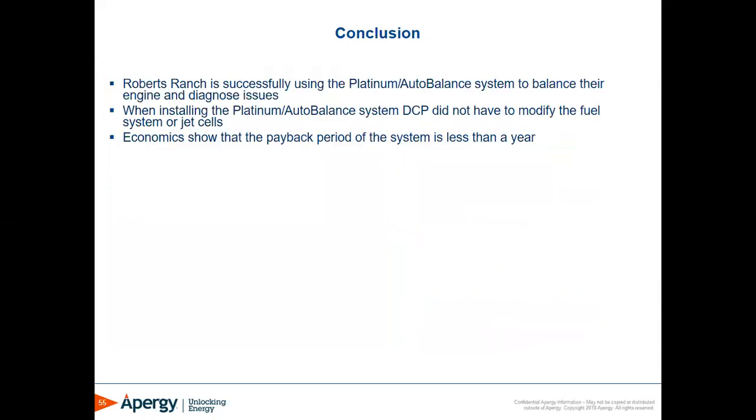Kind of just in conclusion here of all these case studies, Roberts Ranch is successfully using the Platinum Auto Balance system to balance and diagnose their engine issues. When installing the Platinum Auto Balance, it's just important to note that they didn't have to modify their fuel systems or jet cells.